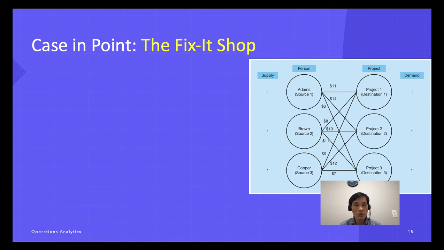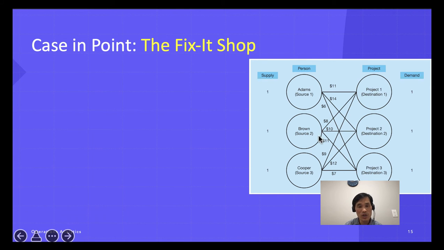One important characteristic of assignment problem is that only one job or worker is assigned to one machine or project. Here is the network diagram for assignment problem. As you can see, there are three people, Adams, Brown, and Cooper, and we have also three projects, project 1 and 2 and 3. And as you can see, Adams has different skill sets and talents, and as a result, he has a different cost structure for each project. Project 1, $11, and Project 2, $14, Project 3, $6.